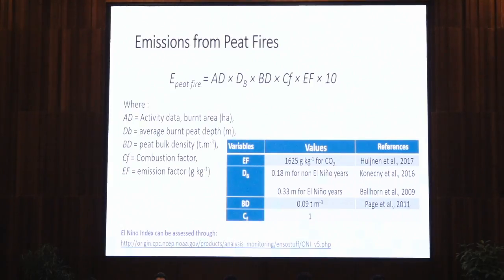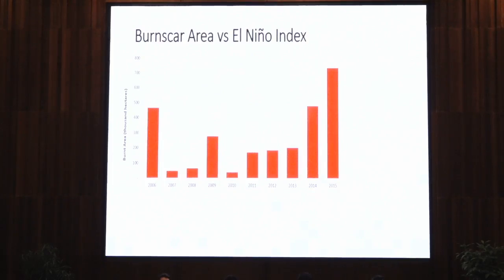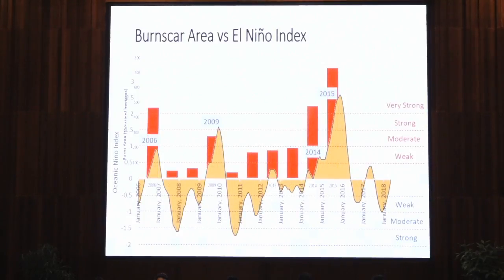And then for burned peat depth, we use these two literatures, one from Konecny, which we assume is categorized as non-El Nino years, and then Ballhorn is for El Nino years. And for bulk density, we use Page et al. So this is the burn scar area. You can see 2006, 2009, 2014, and 2015 have the highest burn scar area in these 7 priority provinces. And when we overlay it with the El Nino index, you can see it coincides with the level of El Nino index.